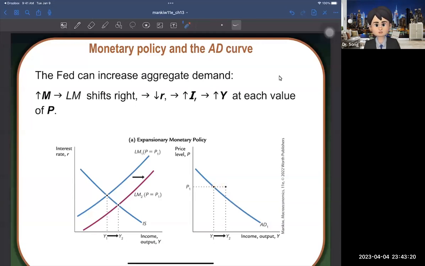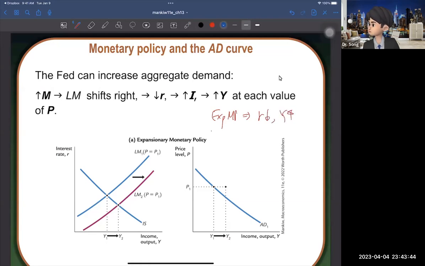Then I have a question. What if the government implements expansionary fiscal policy? Well, in that case, the IS curve shifts to the right and the AD curve shifts to the right. So then what's the difference? Well, when you shift the LM curve to the right, you see that the interest rate goes down and output goes up. On the other hand, let me write down here: expansionary monetary policy lowers the interest rate, and output is increased.